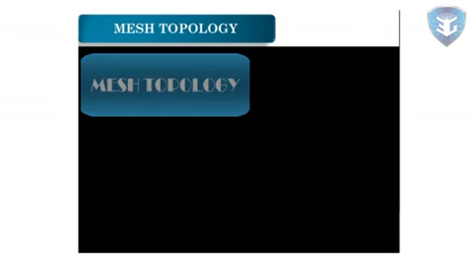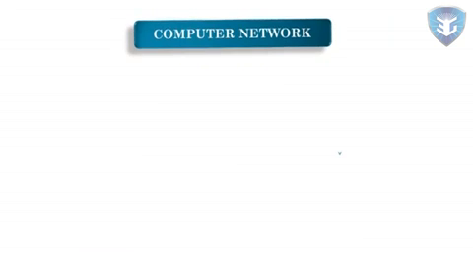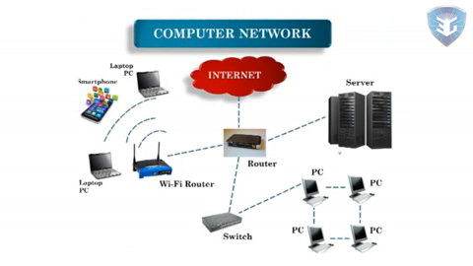Mesh topology: a network setup where each computer and network device is interconnected with one another, allowing for most transmissions to be distributed even if one of the connections goes down. This topology is not commonly used for most computer networks as it is difficult and expensive to have redundant connection to every computer. Now let's see what a computer network is.